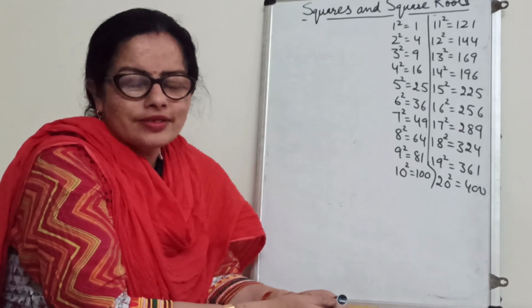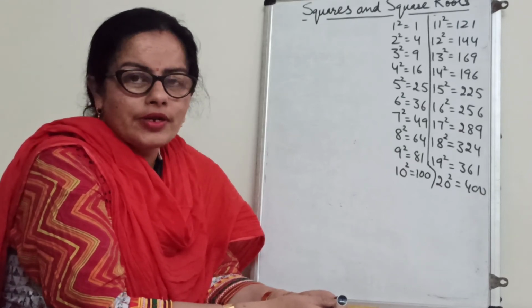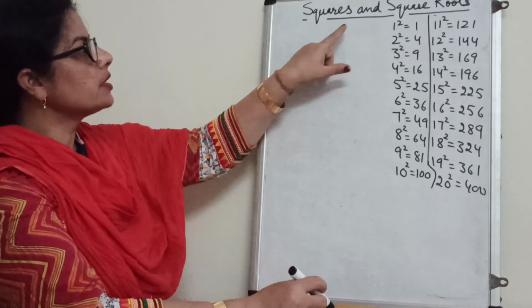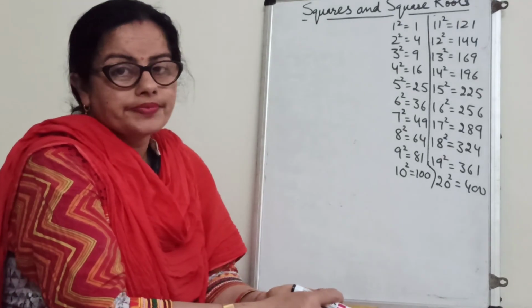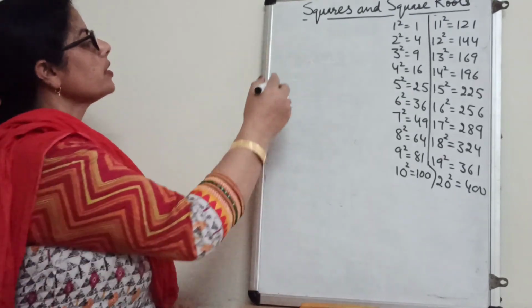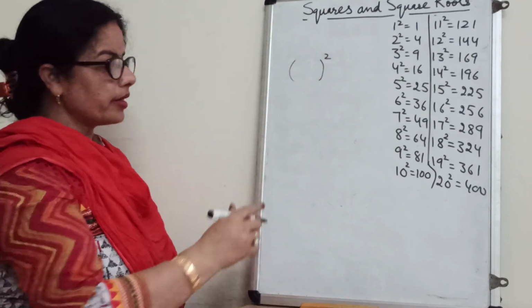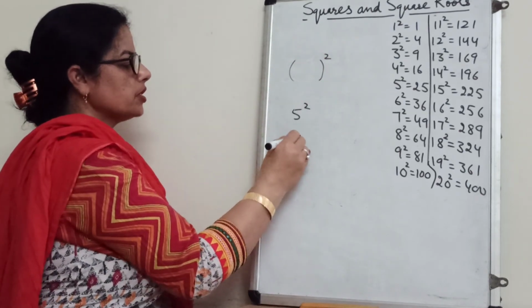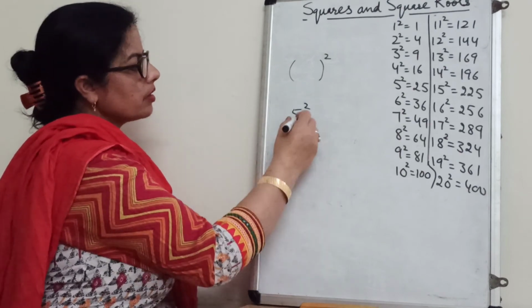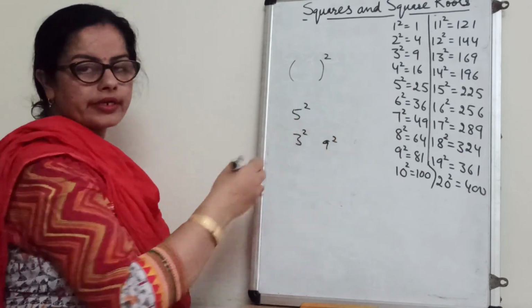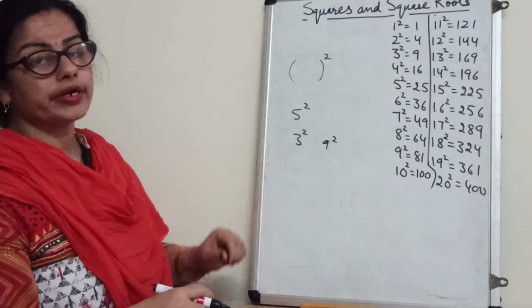Good morning, students. Today we are starting a new chapter, squares and square roots. Do you know the meaning of square? If the exponent is 2, then we say square. Like this is 5 square, this is 3 square, or 9 square. Square means the exponent is 2.